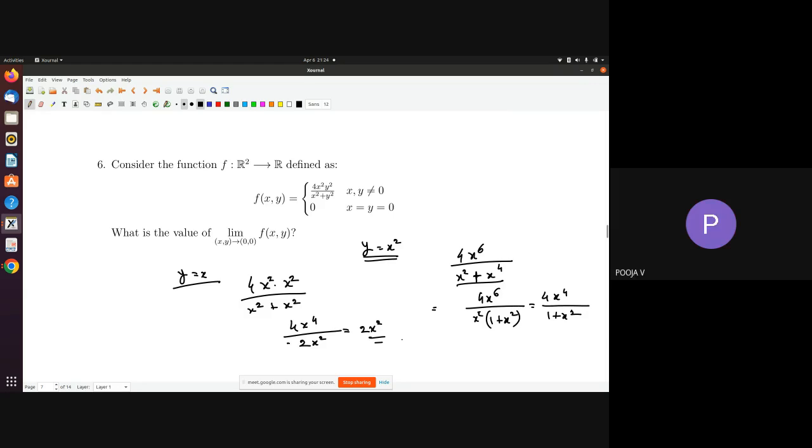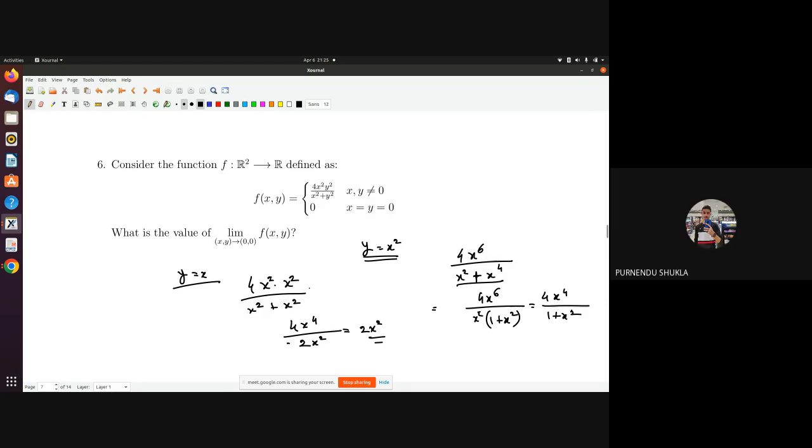Sir, I guess the limit would be 0. Yes, in this case the limit exists, because the degree above is greater and the denominator is less. So we can conclude, or at least guess, that the limit exists.